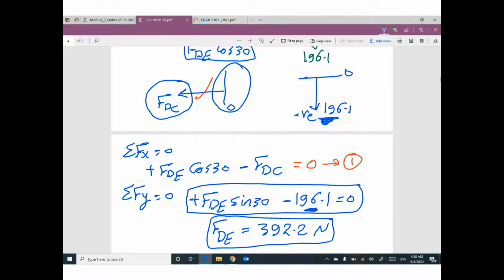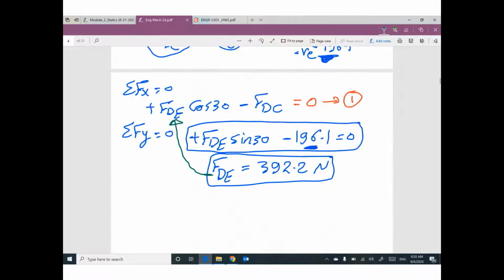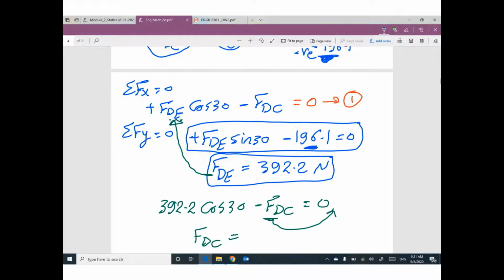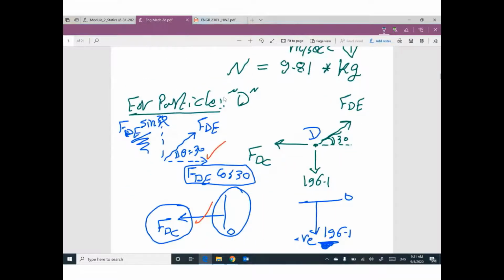I believe I can go back with FDE and put it here in this equation. So I can say 392.2, which is FDE, cosine 30 minus FDC equals 0. Move FDC to the other side, it will be positive. So FDC will be 339.6 Newton. I am done with joint or particle D.